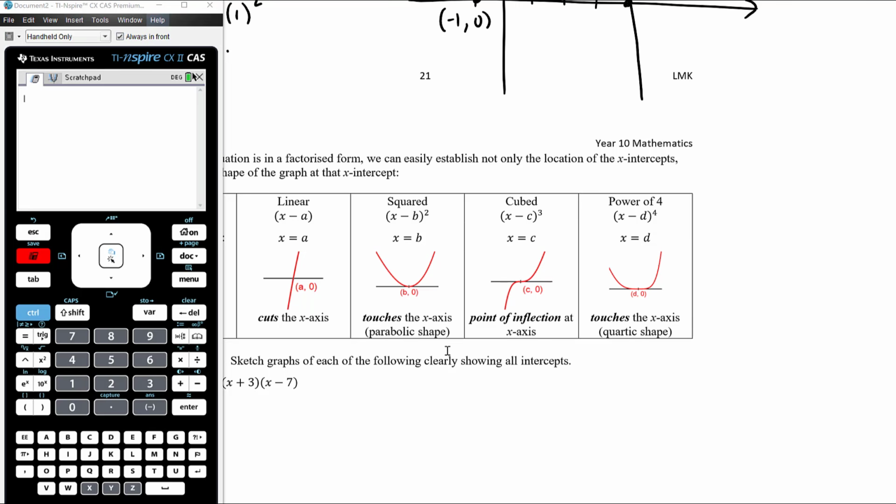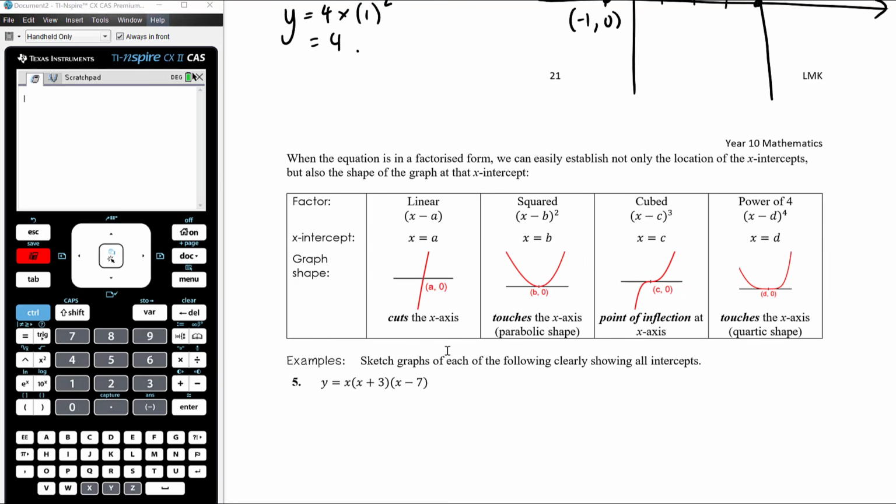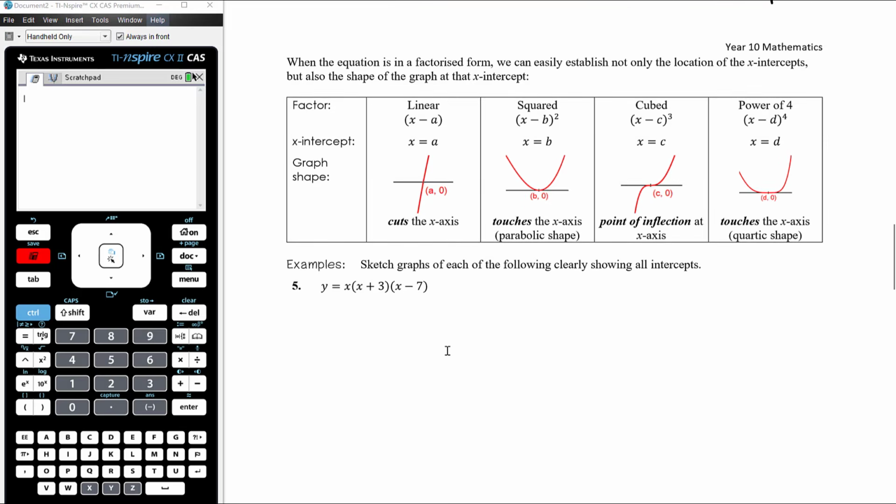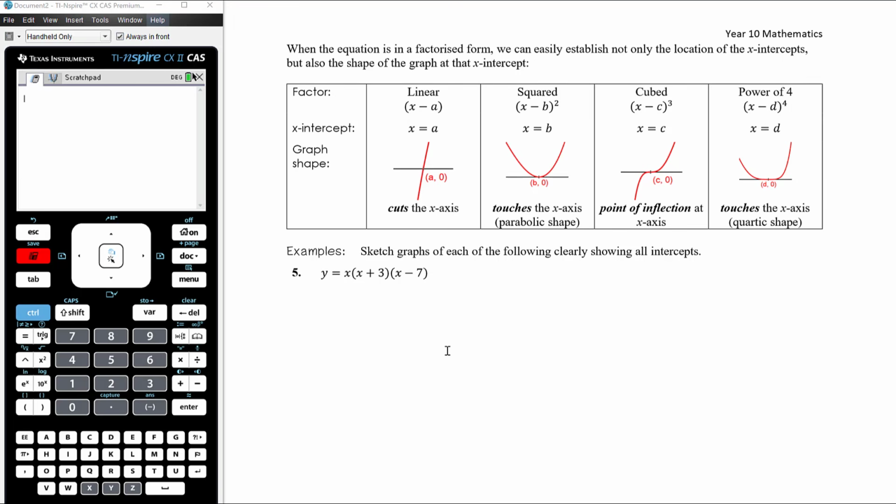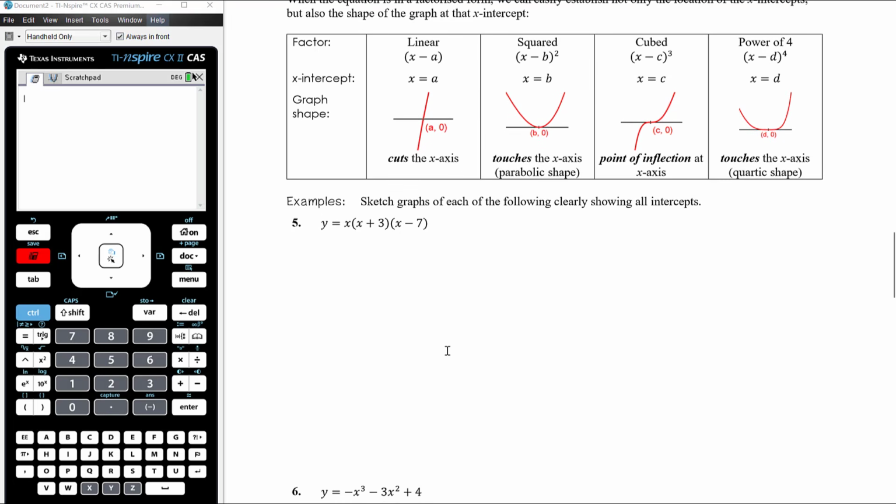So when we have our polynomial in factorized form, we know immediately where the x-intercepts are and what shape the graph is making at those x-intercepts. And then we can put that together with whether it's an odd degree polynomial or an even degree polynomial, whether it starts at the bottom and finishes up, or starts up and finishes up, or whatever. So let's do some sketching. Sketch graphs of each of the following clearly showing all intercepts. When it's already factorized, we shouldn't need to write too much down.